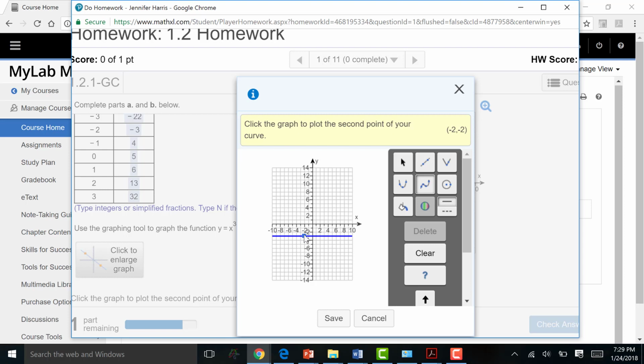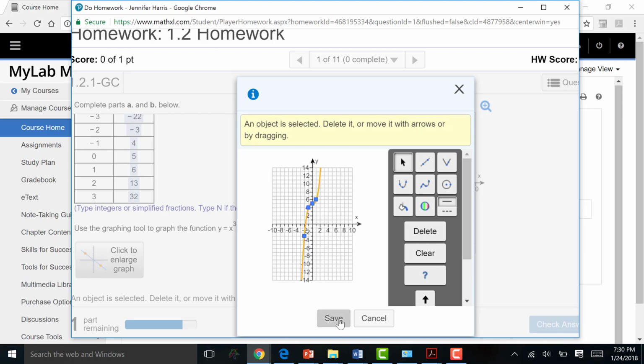Pick another one. Negative 1 comma 4. So I'm going to go negative 1 to 4. Here's my negative 1 up 4. Oh, I slipped over. There it is. Click it. What's my next one? 0 comma 5. All right, I'm going to go to that one. There's 0, 5. Click it. And then I'm going to go 1 comma 6. Over 1 up 6. Click it. Done. Hit save. All righty. Got it. You got to go back and practice this.